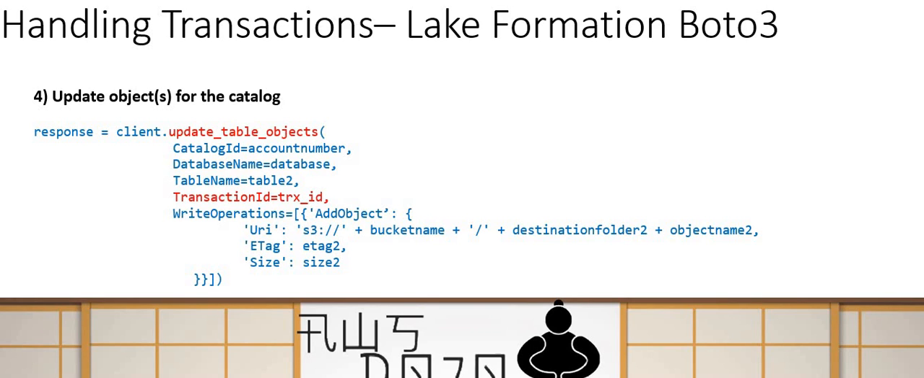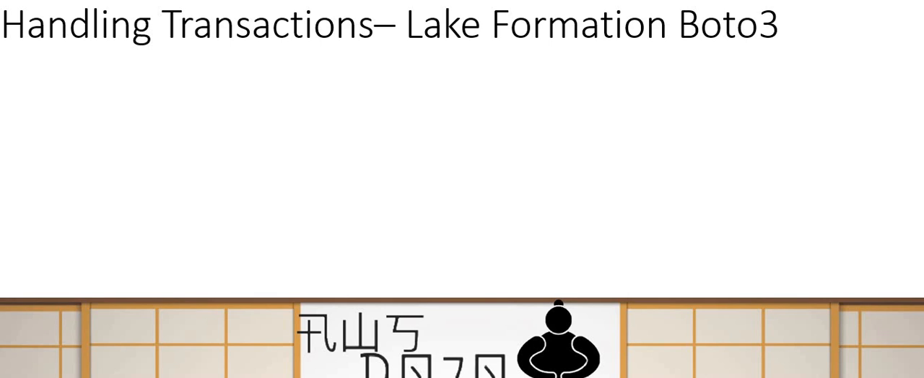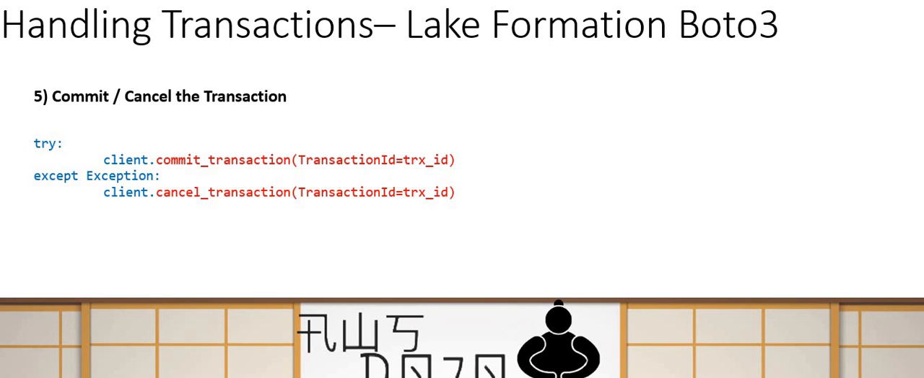That means delete the data from my destination, and also roll back any changes which have happened to my table object. And after that, guys, it's pretty straightforward. You simply put a nice try and except block saying go for commit transaction. If any error comes, go for cancellation of the transaction, and simply pass this transaction ID as a parameter there.